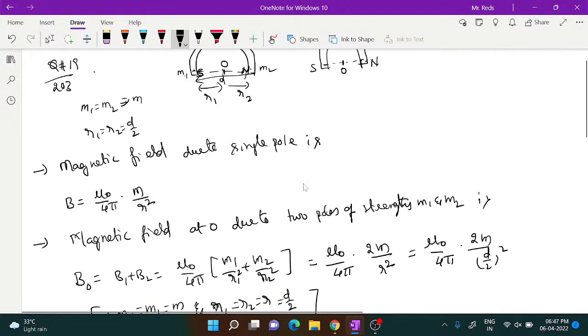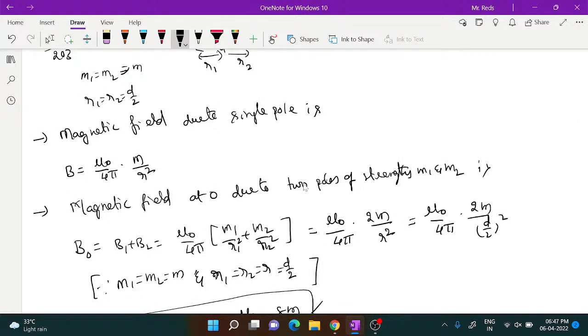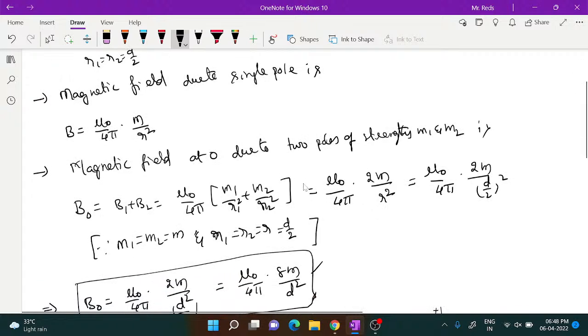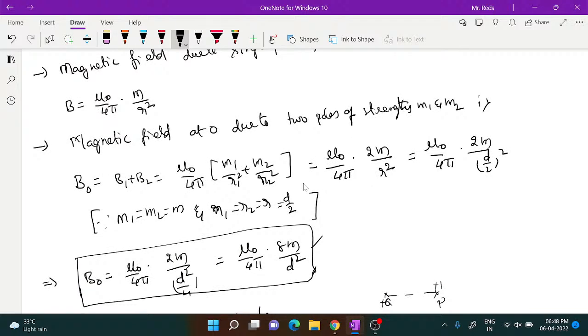So by using this, total field is equal to the field due to the first pole plus the field due to the second pole, which is μ0 by 4π, m1 by r1 square plus m2 by r2 square. As m1 and m2 are equal and r1 and r2 are also equal, you can take it as 2m by r square, but r is d by 2. So you can substitute numerical values directly, or as a formula, take it as d by 2 whole square. d square by 4, 4 into 2 becomes 8, so it is μ0 by 4π, 8m by d square.